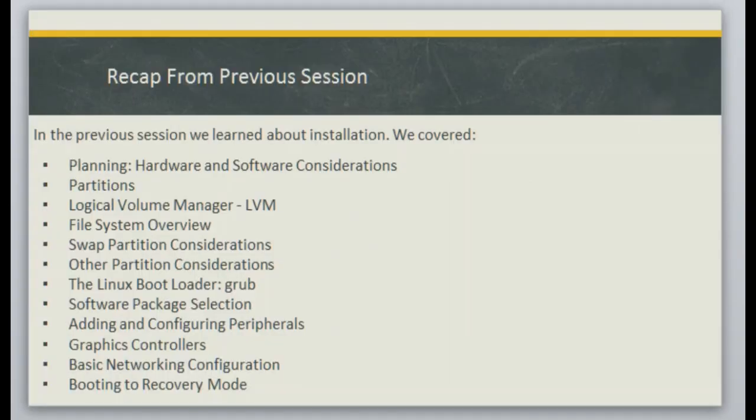From our previous session, we went over planning hardware and software considerations, partitions, logical volume manager, LVM, file system overview, swap partition considerations, other partition considerations, the Linux bootloader known as grub, software package selection, adding and configuring peripherals such as printers, keyboard, and other things, graphic controllers, basic networking configuration, and booting to recovery mode.